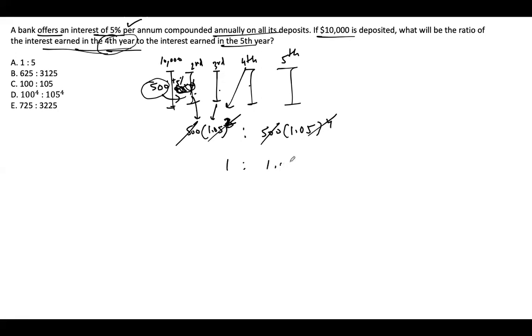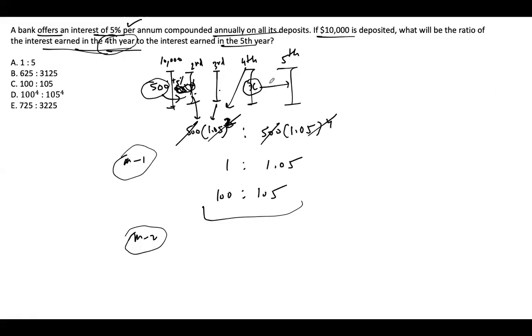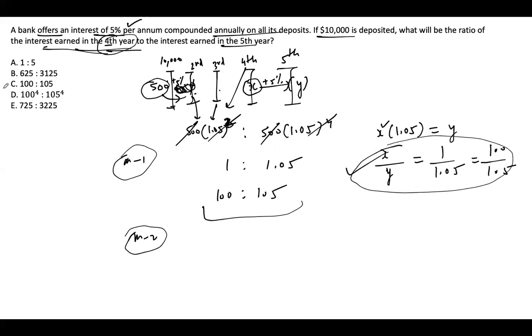So the ratio is 1 is to 1.05, which is nothing but 100 is to 105. This is one way. The second way is what you are saying. Let's say it was X. X just increased by 5%, and this would give you Y. So X into 1.05 is Y. And you need the interest earned in the fourth year, which is X, divided by the interest earned in the fifth year, which is Y, which is 1 upon 1.05, which is 100 by 105. This is what you're saying.